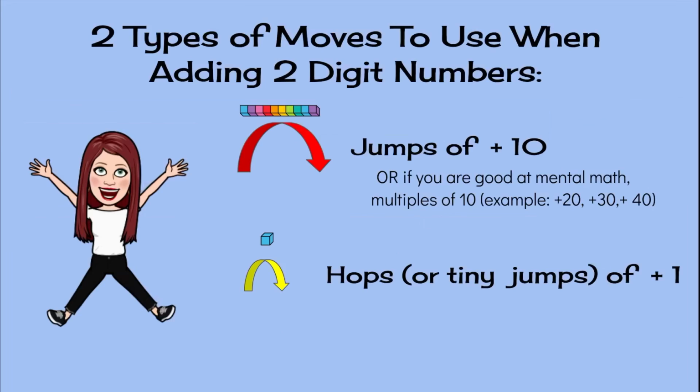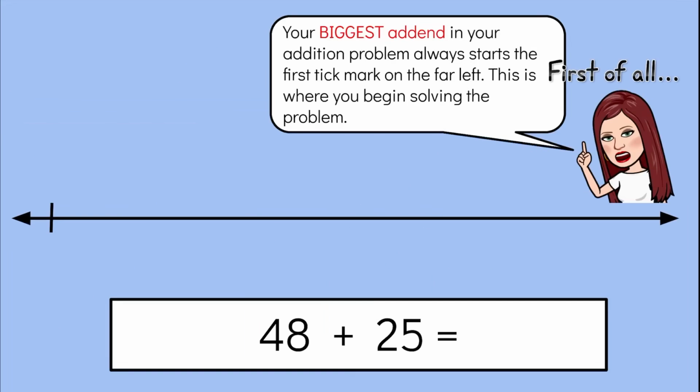There are two types of moves that we will use when adding two-digit numbers on the open number line. The first one being jumps of 10, or if you're good at mental math, multiples of 10. So we will at least do jumps of 10, or you can make hops or tiny jumps of 1. So think about it: it's the same as adding a 10 rod or adding 10 to it, or adding ones cubes to the number that you already had, or adding 1.